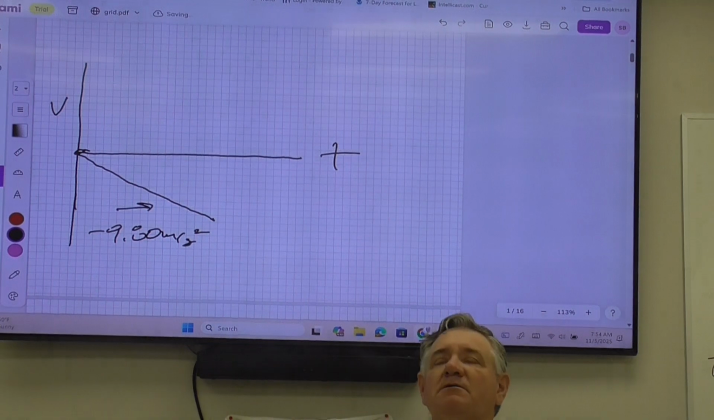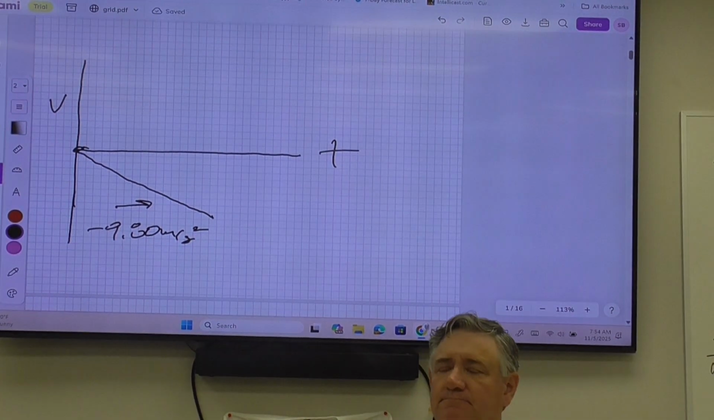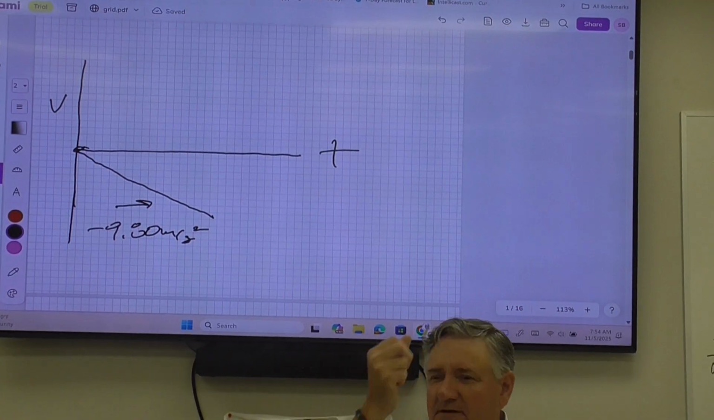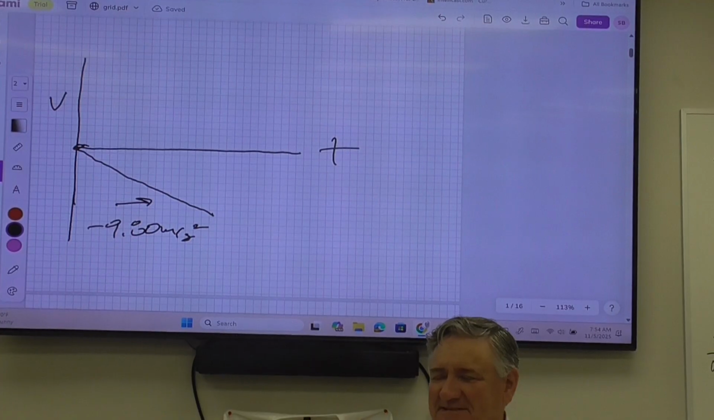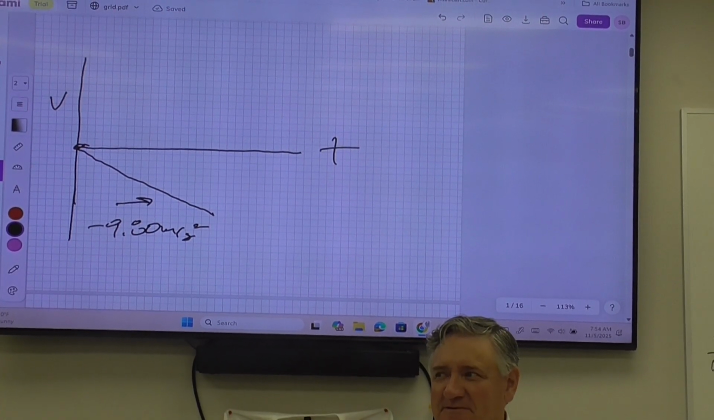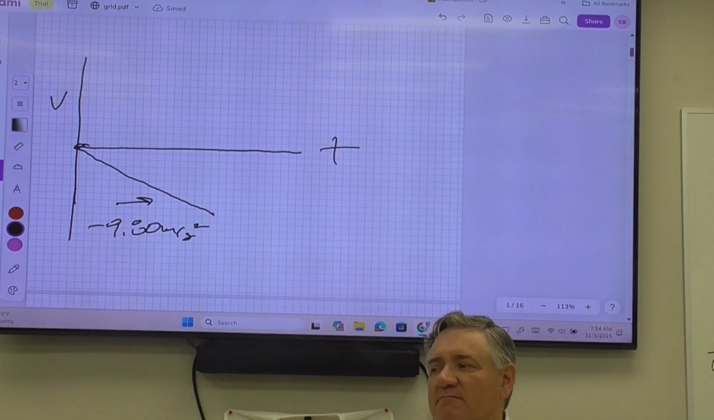So is the momentum changing as it falls? Yes. Of course it is, because the velocity is changing. I was testing. How'd they do? Not very good. Everybody said no.